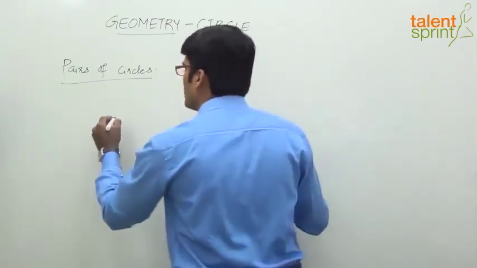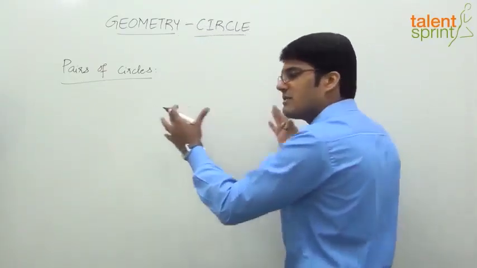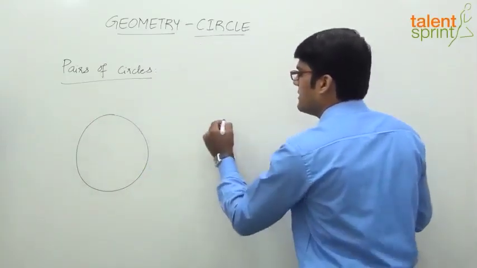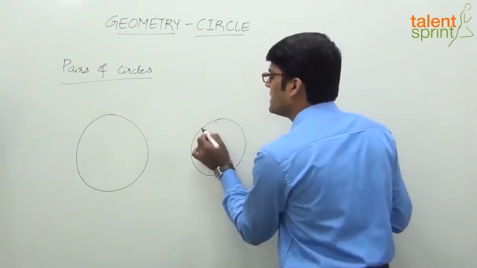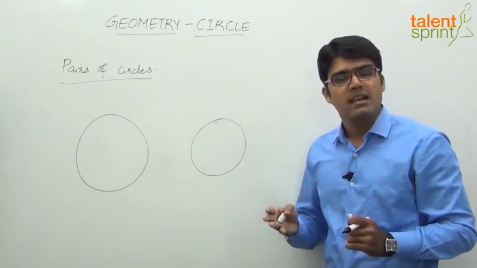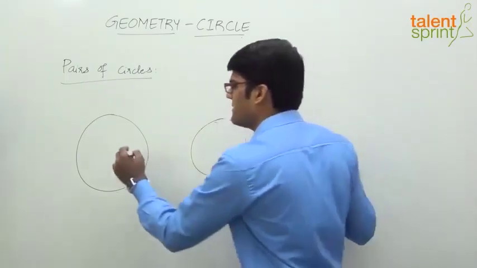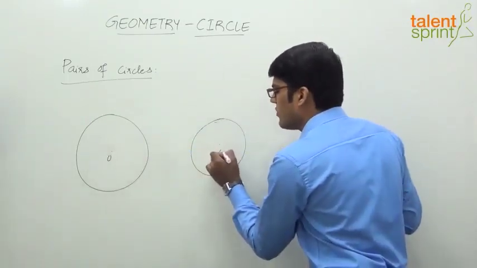So let's consider an example where we have two circles which are not touching each other, which are at a distance from each other. So this is circle 1, and here we have circle 2. In a given pair of circles, we'll have two types of tangents. One is called a direct tangent, the other is called a transverse tangent or a cross tangent. So let's define these circles first. This is a circle with center O, here is a circle with center O dash.